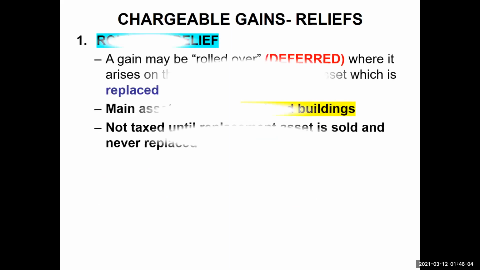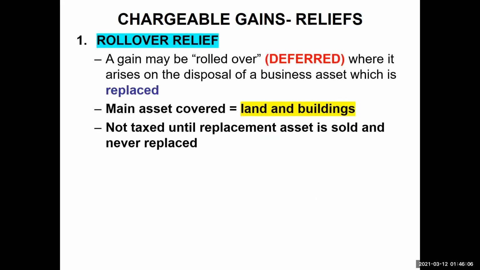Now, let's look at reliefs. There are two reliefs that occur under chargeable gains. We have the rollover, where, as the name sounds, we roll over or defer the gain which we have realized on the disposal of a business asset which is replaced. Typically it covers land and buildings, and it is not taxed until the replacement asset is sold or never replaced.